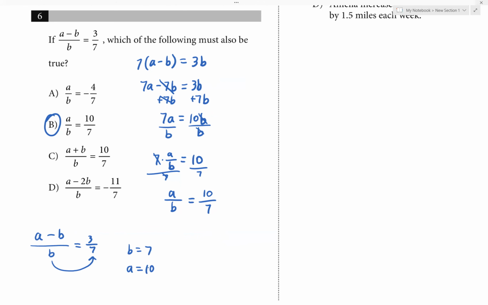Okay, but these are not the only numbers that could work. We could have a multiple of them, right? That could also work. But here, if a is 10 and b is 7, right, then if you check the answer choices, the only one that could work has to be B again, right? a over b is 10 over 7. Okay, so that will also match with answer choice B.